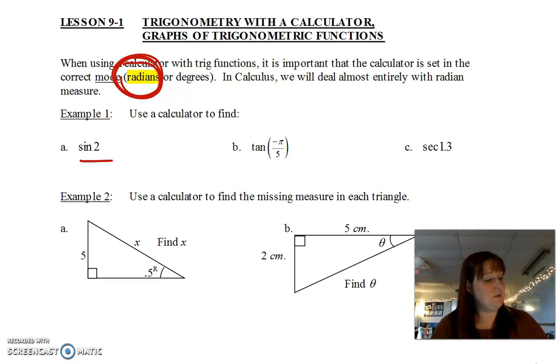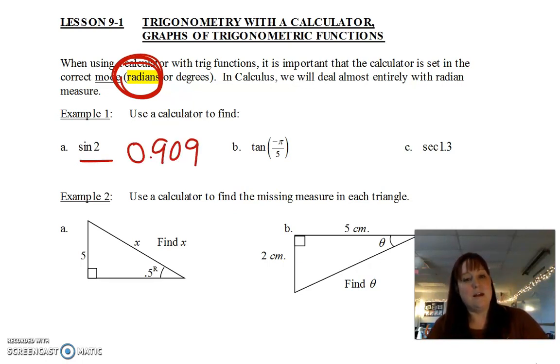In fact, it'll spit out 0.909. Okay, tangent of negative pi over 5. Again, you just plug it in. Make sure you use parentheses so that you're not taking negative tangent of negative pi and then dividing it by 5, but that you're taking tangent of the whole thing. Go ahead and try that, and you should get negative 0.726.